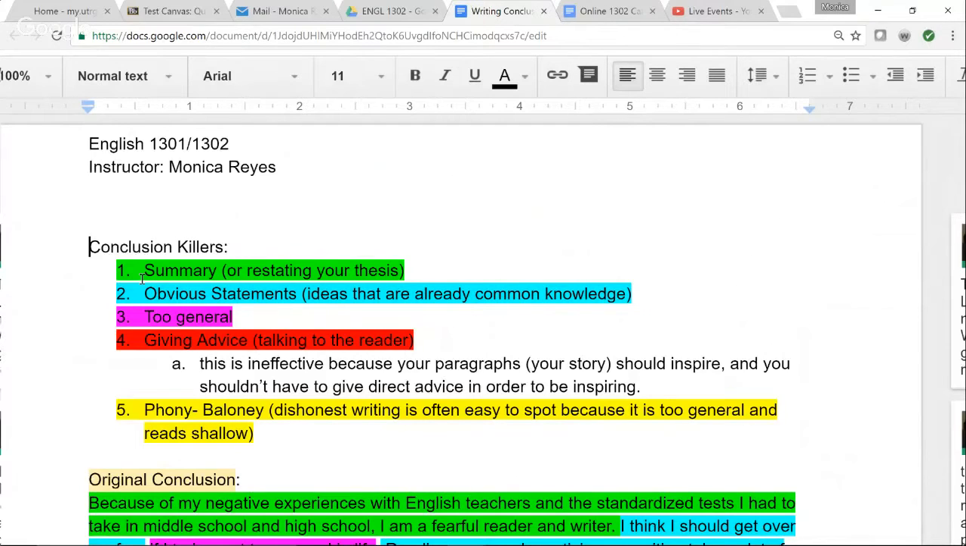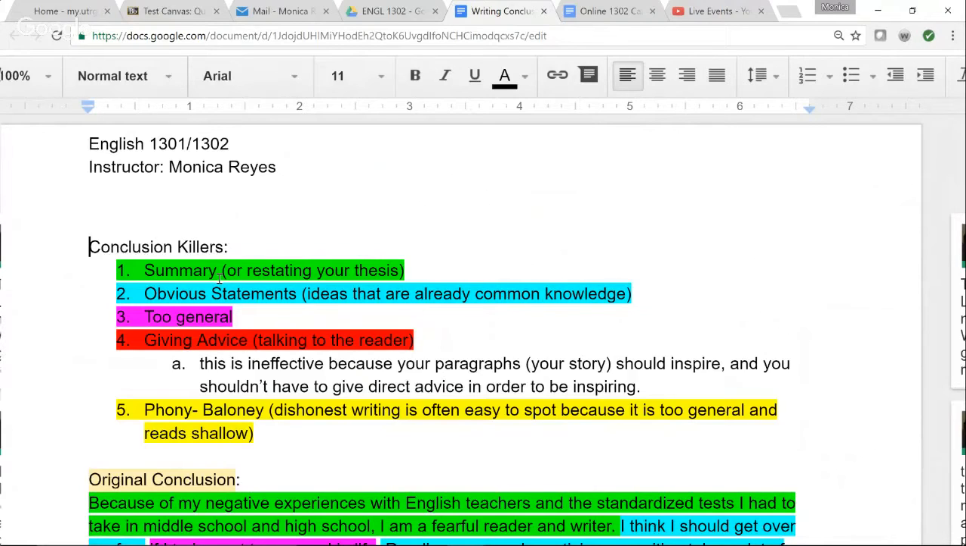The first one is a summary, or that's when you restate your thesis. You may have learned in school that it's a good idea to restate your thesis. Sometimes that's true, but normally, if you've argued your point well, you don't have to restate your thesis, and your thesis just sounds redundant. The second conclusion killer is an obvious statement.